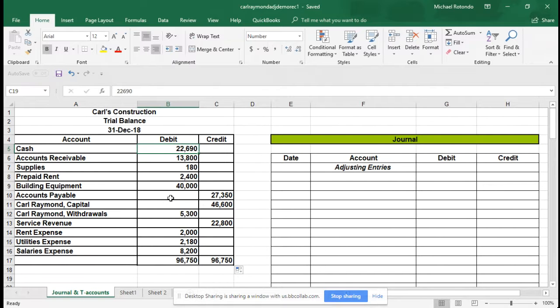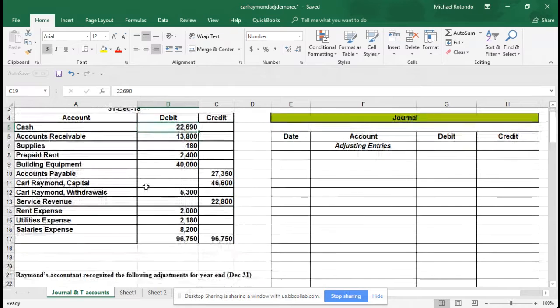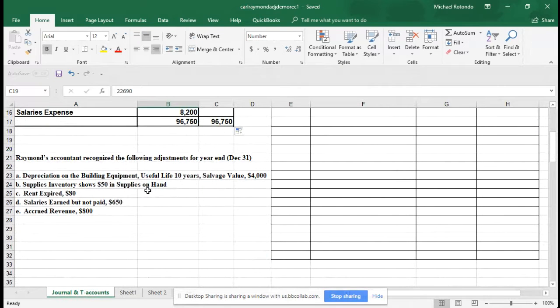Now, it turns out that Carl's Construction needs to do some adjusting entries to update their revenue and expense accounts. Remember that that is the most important part of adjusting entries. They also update asset and liability accounts as well. So here are the adjusting entries. It says Carl Raymond, his accountant, recognized the following adjustments for year end.